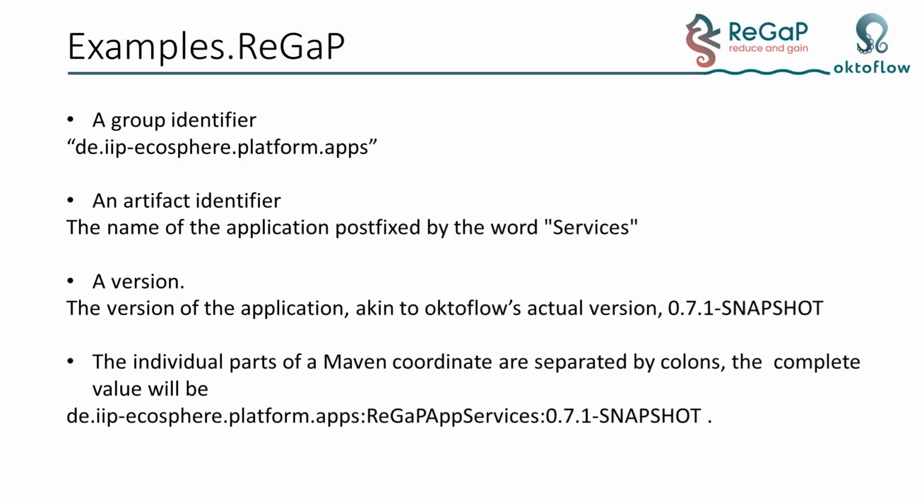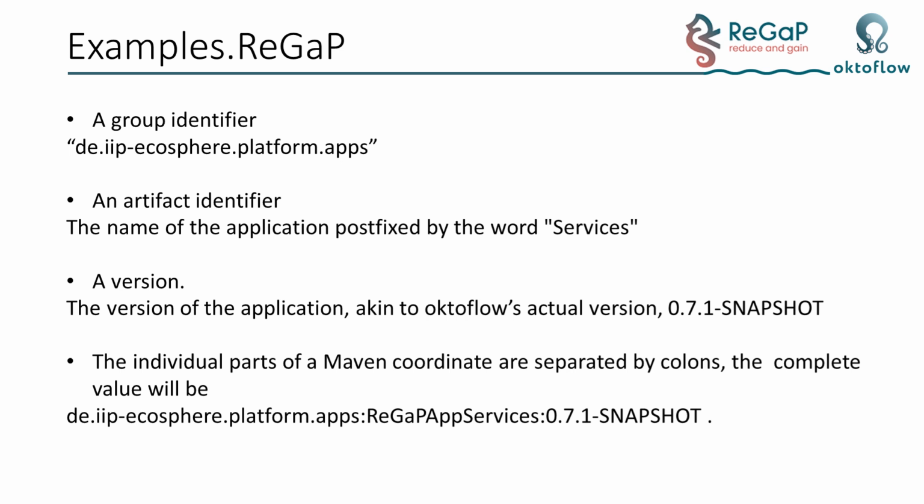An artifact contains one or multiple implementation files. Regardless of the programming language, the artifact is in oktoflow always a so-called Maven coordinate, a unique identification of the Maven build system. A Maven coordinate consists of a group identifier, an artifact identifier and a version. In this example, we will use de.iip-ecosphere.platform.apps as group identifier, the name of the application postfixed by the word services as artifact identifier and, akin to oktoflow's actual version, 0.7.1-SNAPSHOT as version.